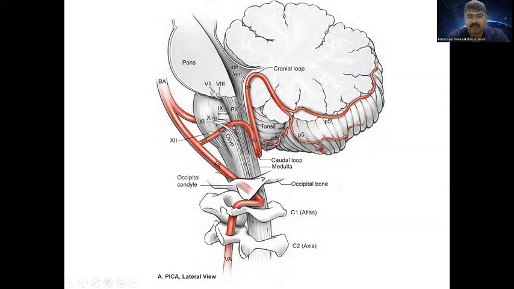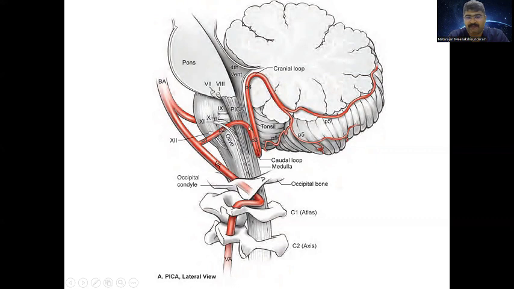Then the P2 segment is called the lateral medullary segment, which extends between the medial border of the olive and the lateral border of the olive. This segment lies between the 9th, 10th, 11th nerve rootlets and the 12th nerve rootlets. Then we have the P3 segment, which is called the tonsillomedullary segment, because here is the tonsil and here is the medulla.